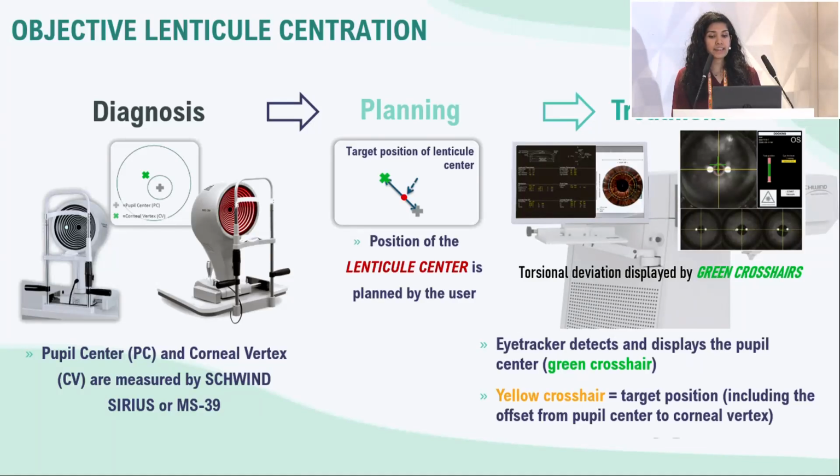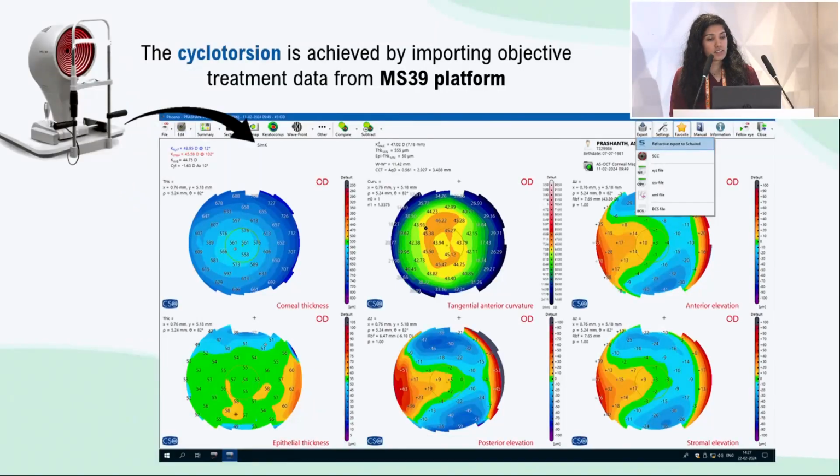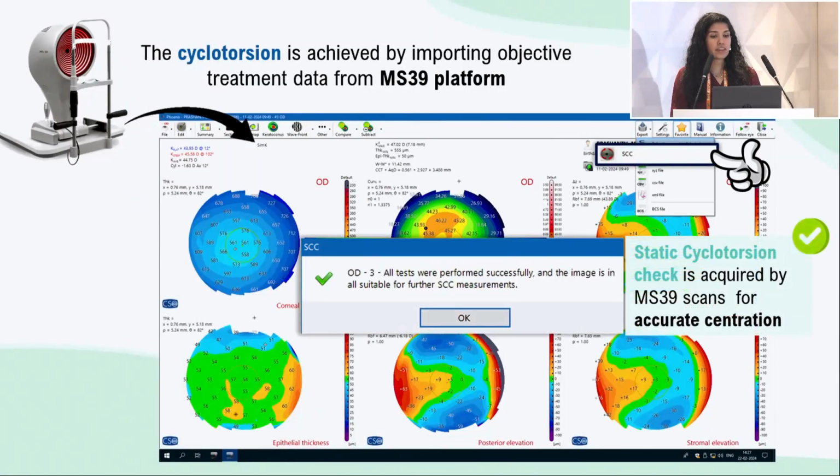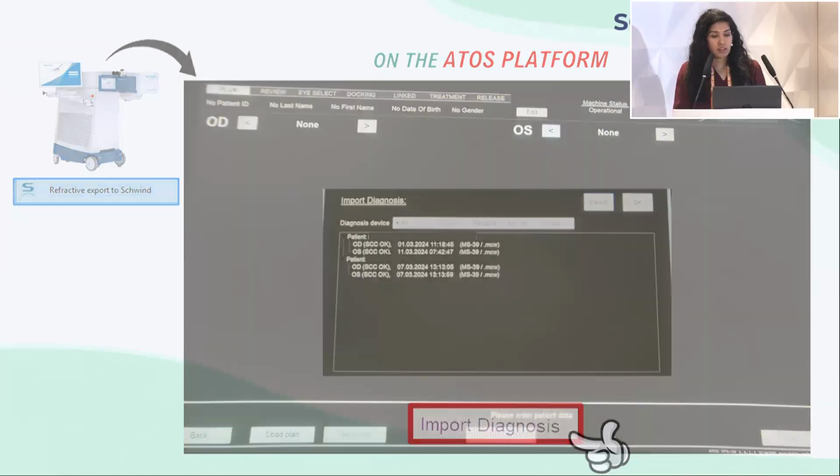And then we have the eye tracker that detects and displays the pupil center, and we have the yellow crosshairs that tell us about the target position. That tells us about the offset from the pupil center to the corneal vertex. So the cyclotorsion is achieved by importing the data from MS39, as I mentioned. The SCC is a static cyclotorsion check that's acquired for accurate centration. So only after that is done will we be able to enter the data on the ATOS platform.